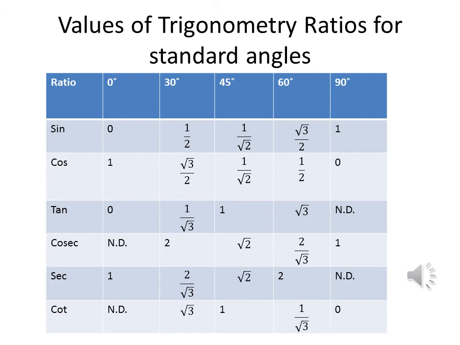Cot is reciprocal of tan. So reciprocal of 0 is not defined, so we get cot 0 as not defined. Cot 30 is root 3, cot 45 is 1, cot 60 is 1 upon root 3, and cot 90 is 0.